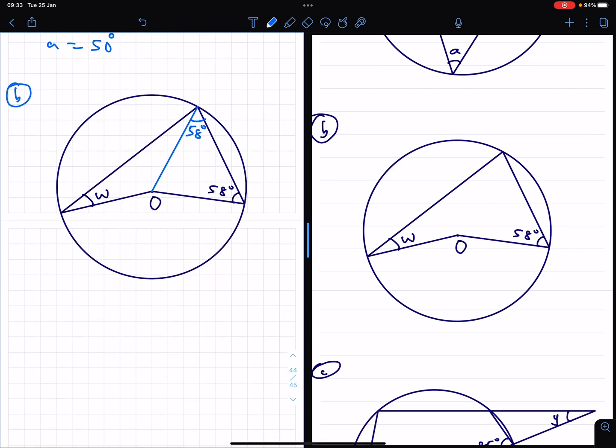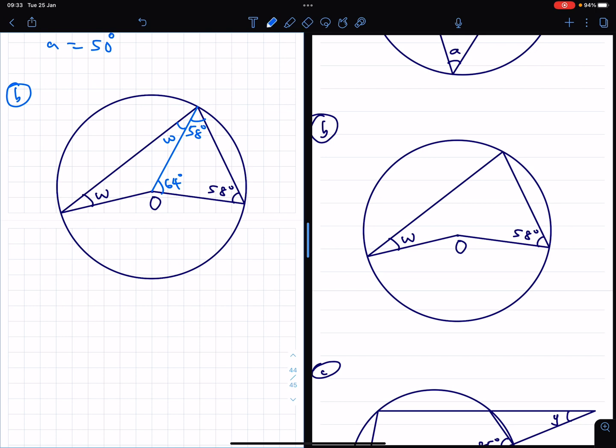Now that I know that, how do I find W? Of course, this angle will also be W, because this is also an isosceles triangle. Now that I know that angle to also be W, what do I do? If this is 58 and this is also 58, that means this will be 64 degrees. 58 plus 58 is 116, and 180 minus 116 is 64 degrees.